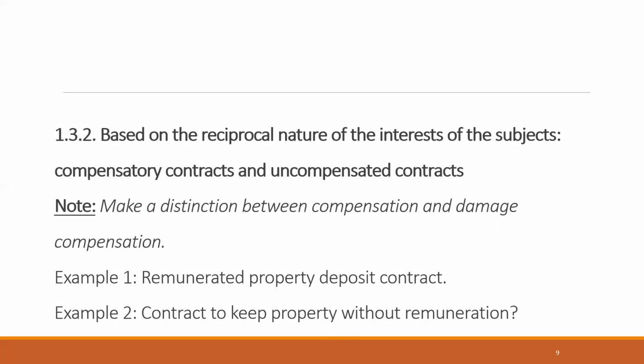Based on the reciprocal nature of interest of the subjects, we have compensatory contracts and uncompensatory contracts. Make a distinction between compensation and damage compensation. Example 1, a remunerated property deposit contract. Example 2, a contract to keep property without remuneration.